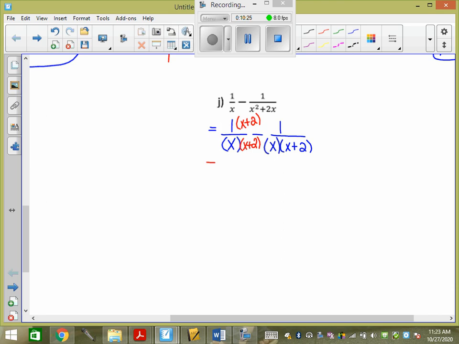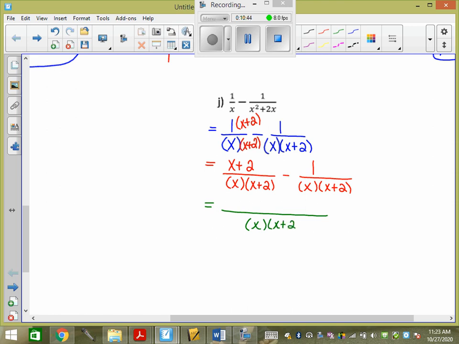And 1 times x plus 2 is x plus 2 over x plus 2. Minus 1 over x plus 2. And I have a common denominator of x plus 2. And in the top I have x plus 2 minus 1. Collect like terms. I get x plus 1 over x plus 2.